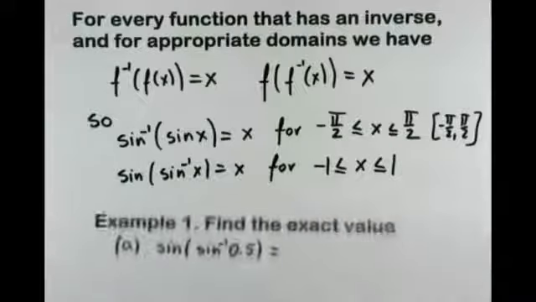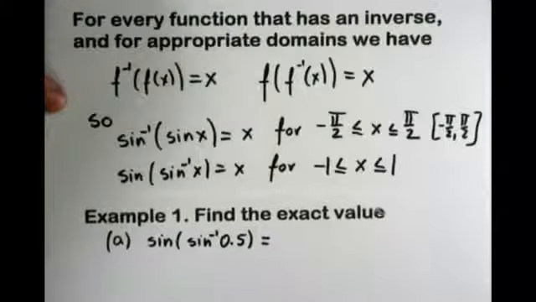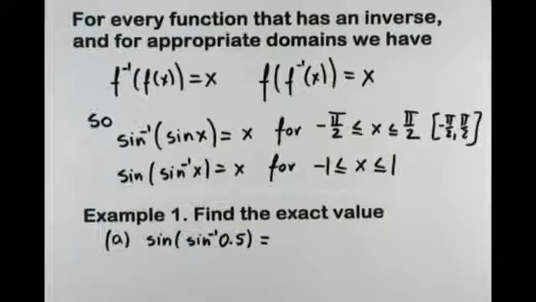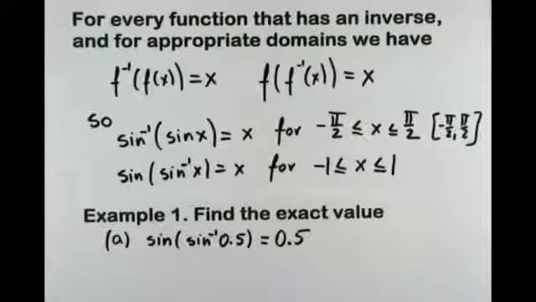And now we have an example. Find the exact value. Sine of sine inverse of 0.5. To use the cancellation formula, is my x in the interval from minus 1 to 1? Yes, it is. So by formula number 2, this is just my x, which is 0.5, by the cancellation formula.